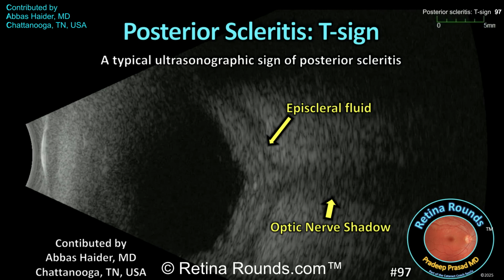RetinaRounds, episode number 97, T-sign in posterior scleritis. Today's episode will serve as a supplement to our B-scan basics videos, and for more on an overview of B-scan ultrasonography and diagnostic tips, please be sure to check out episodes number 73 and 74. Here we're going to show you a very helpful diagnostic test in patients with suspected posterior scleritis, and at the end we'll have a brief overview of posterior scleritis signs, workup, and management.